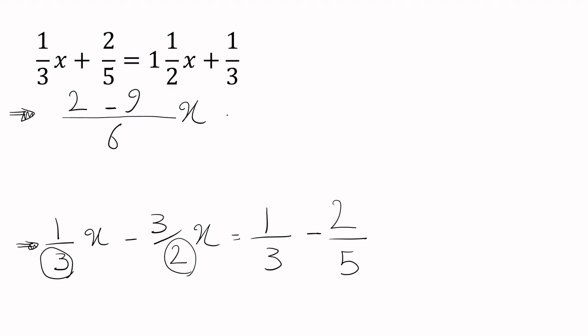Of course, I'm going to have x is equal to, between 3 and 5, common denominator will be 15. 3 is multiplied by 5. 1 multiplied by 5 is going to be 5 minus 6.